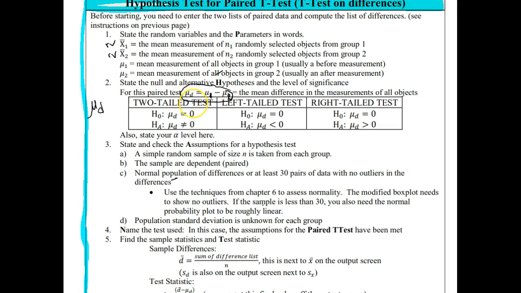between those two populations. And so in this case, our two-tailed test is going to say that mu sub d differs from 0. A left-tailed test is going to say mu sub d is less than 0. And a right-tailed test is going to say that mu sub d is greater than 0.